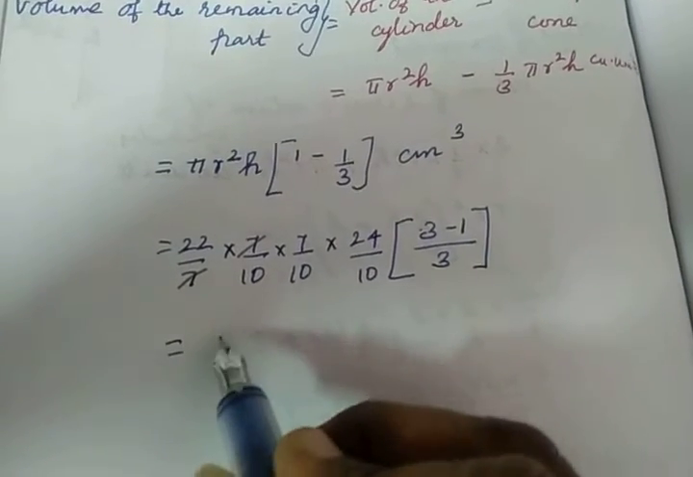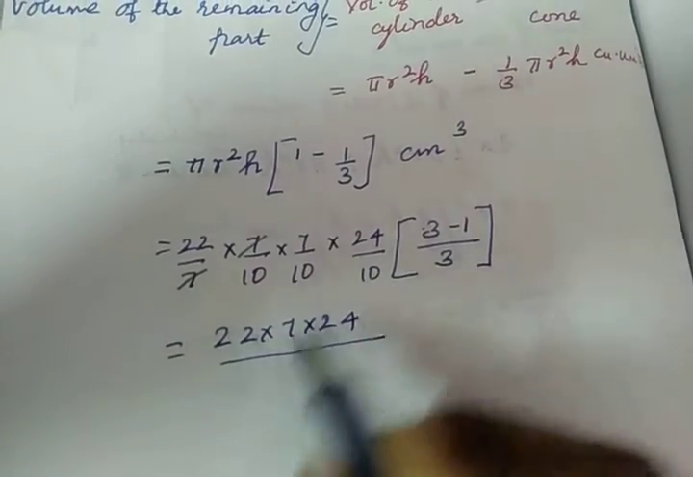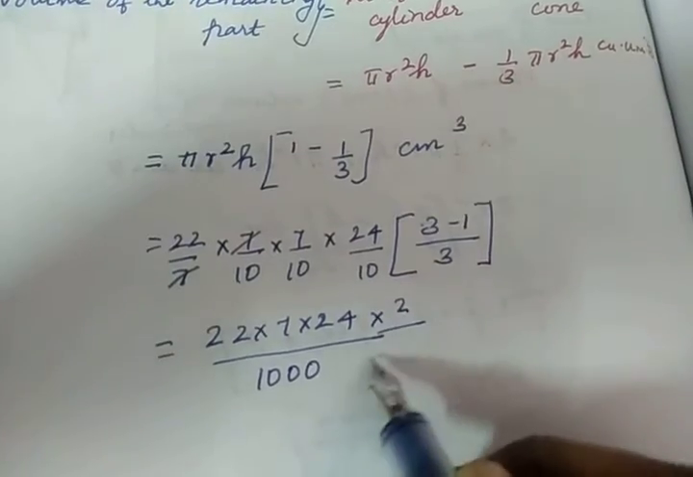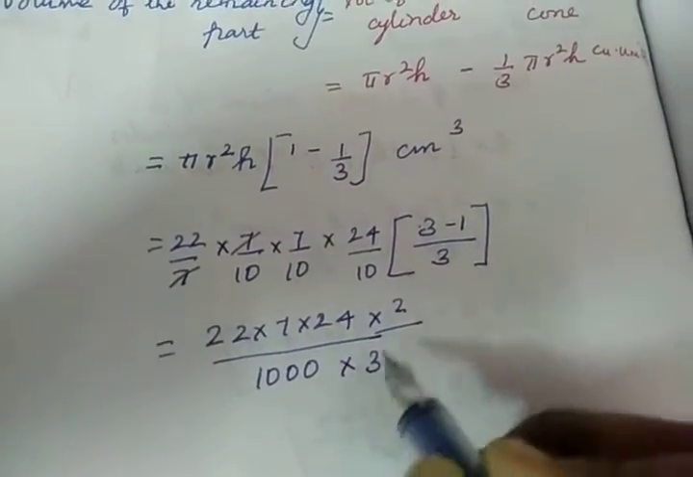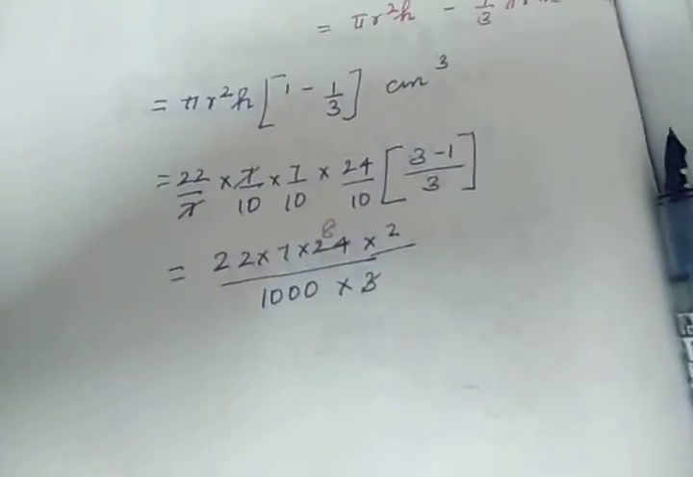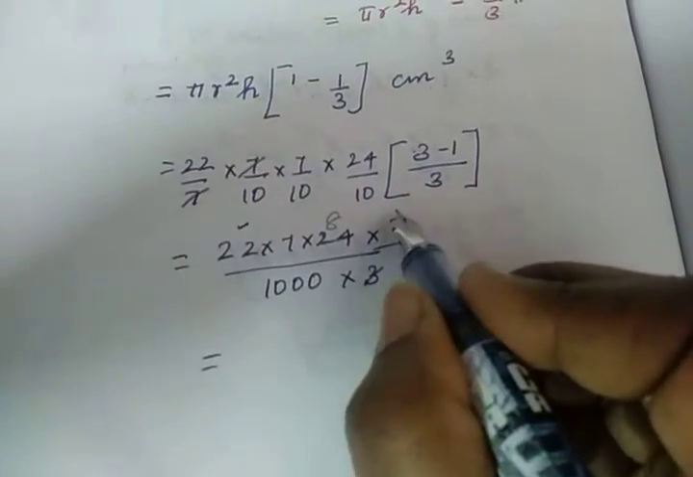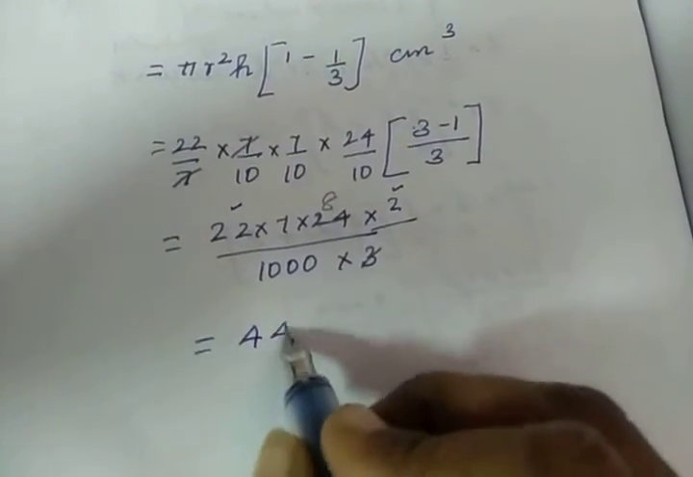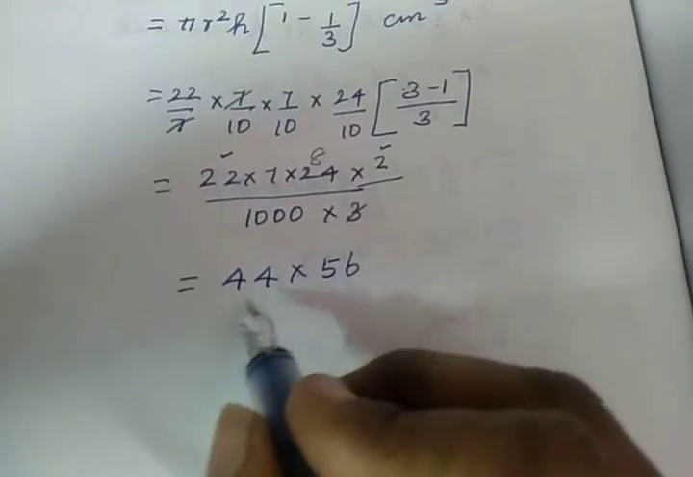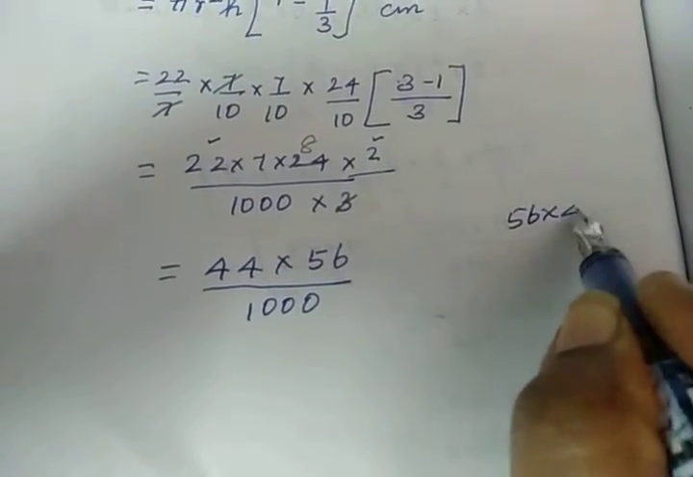Okay. I'll say what to do. 22 into 7 into 24 divided by 10 into 10 into 10 is 1000. Into 3 minus 1 is 2. Here 3 already is there, that you can bring it down. Now cancel it again. Here I'll get 8 times. Right, children? Now 22 into 7. 22 into 4 into 2. First we will multiply. I'll get 44. 7 8s are 56. 7 7s are 49. 8 7s are 56. Divided by 1000.